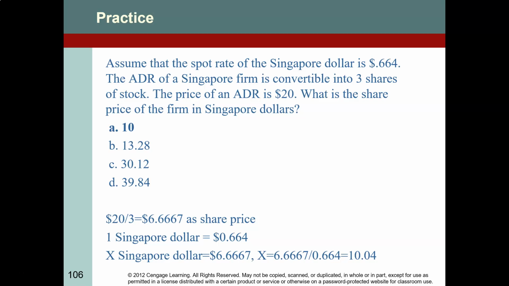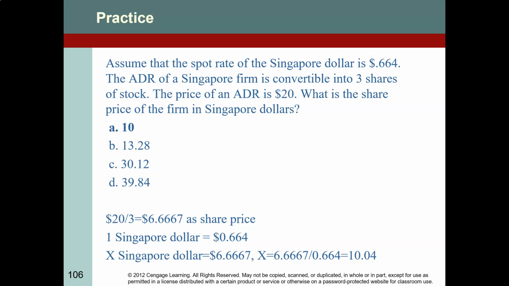Because we know the total price of this ADR is $20 and there are 3 shares that this ADR can convert into, each share price is 1/3 of the $20, which is 6.667. Then we want to convert this share price in dollars into Singapore dollars.